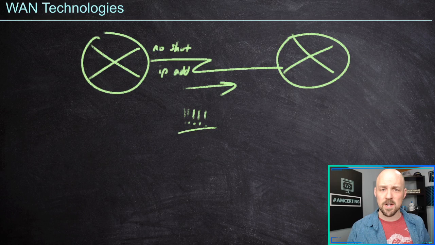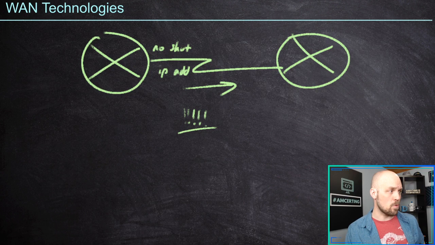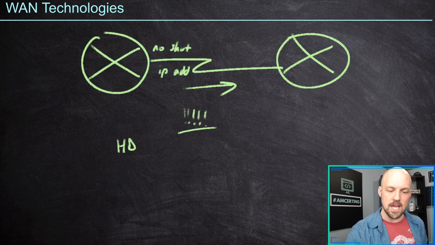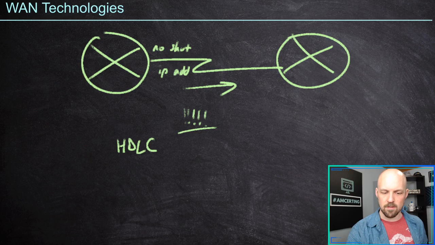But what we don't realize is that, at least in the Cisco world, underneath the hood, we're running a protocol called HDLC, which I believe is high level data link control protocol.